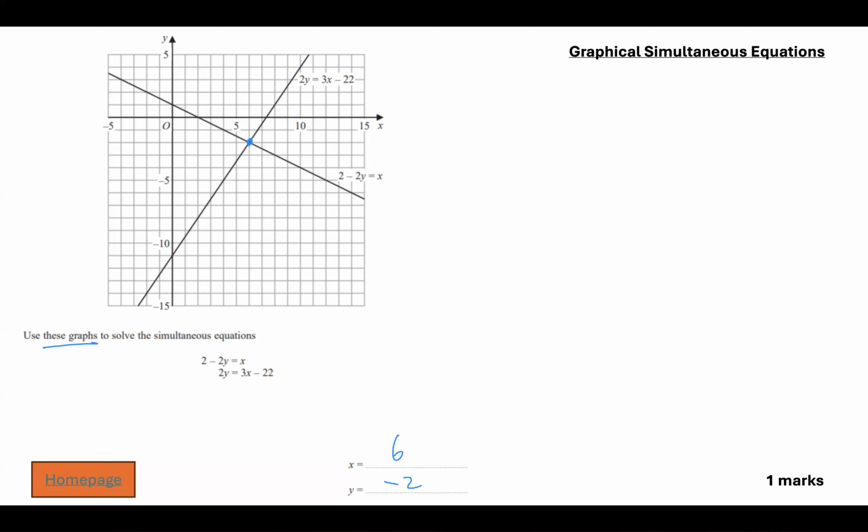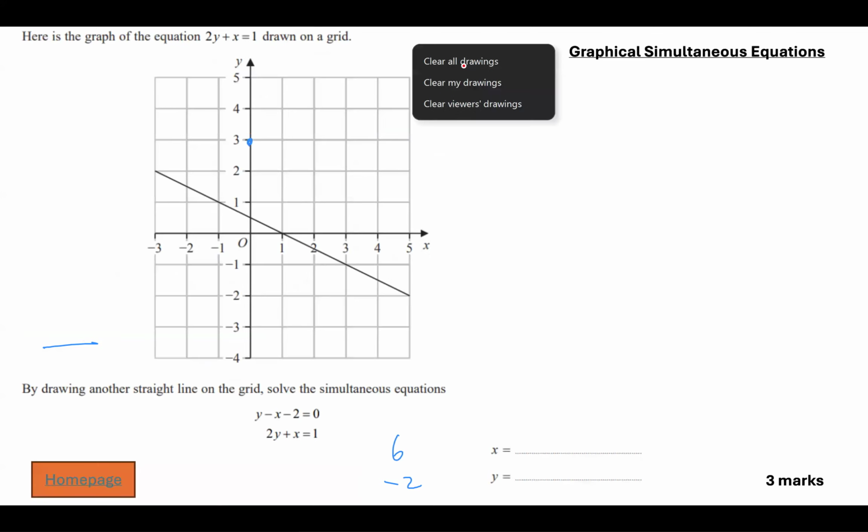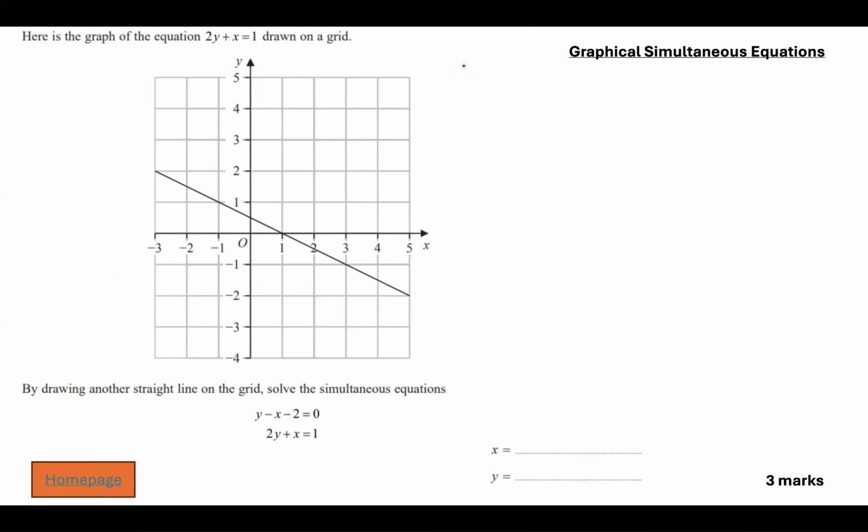Where it can get a little bit more difficult is where you have to draw the graph yourself as well. So you're already given one of the graphs. So you are given 2y plus x is equal to 1, but you do need to draw this one yourself. So it says by drawing another straight line, solve the simultaneous equation. So you can either use a table of values, but the first thing you need to do is first rearrange it. So y is equal to x plus 2. Add x to both sides, add 2 to both sides.